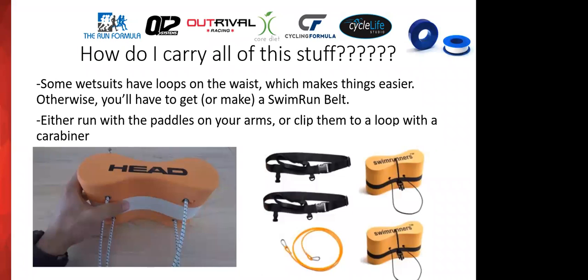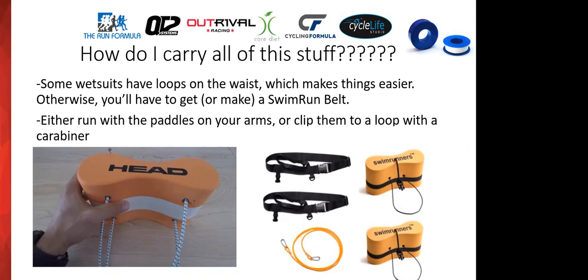So you have this buoy and you have your paddles and whatnot. So what do you do with it, right? What do you do with a buoy when you're running? You just hold it over your head, you shove it down your wetsuit? Well, not really. What you're going to want to do is attach it to your waist. And as I mentioned, some wetsuits have loops on the waist. Mine doesn't. So I got one of these belts you see here on the right side of the screen.